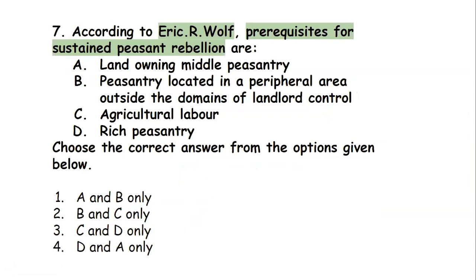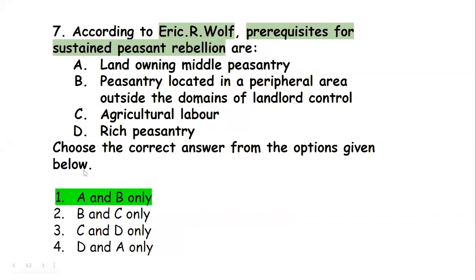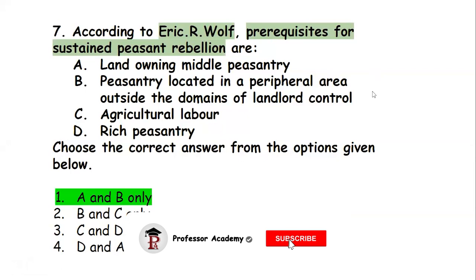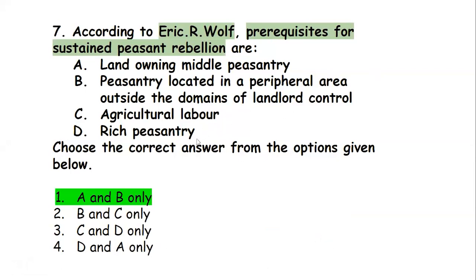So, back to our question. What were the prerequisites for sustained peasant rebellion according to Eric R. Wolf? And the answer is A and B only, which is land owning middle peasantry and peasantry located in a peripheral area outside the domains of landlord control. He didn't talk about agricultural labor or rich peasantry. So these were the two things which he talked about. So the answer is option 1.